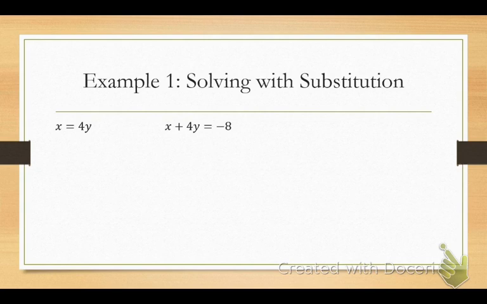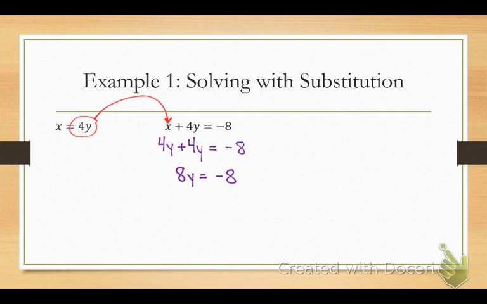Plug it in for x. Plug what in for x? 4y. It takes the place of the x. It says x equals 4y, so that means I can plug 4y in for x. 4y plus 4y equals negative 8. So now I have 8y equals negative 8.